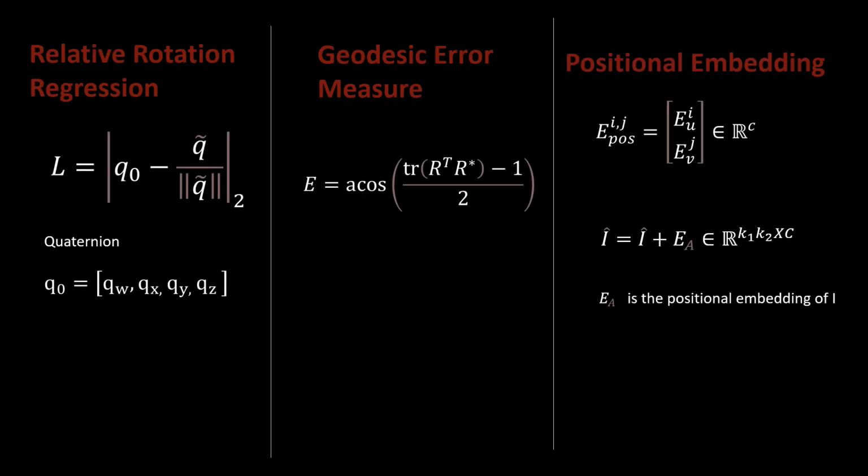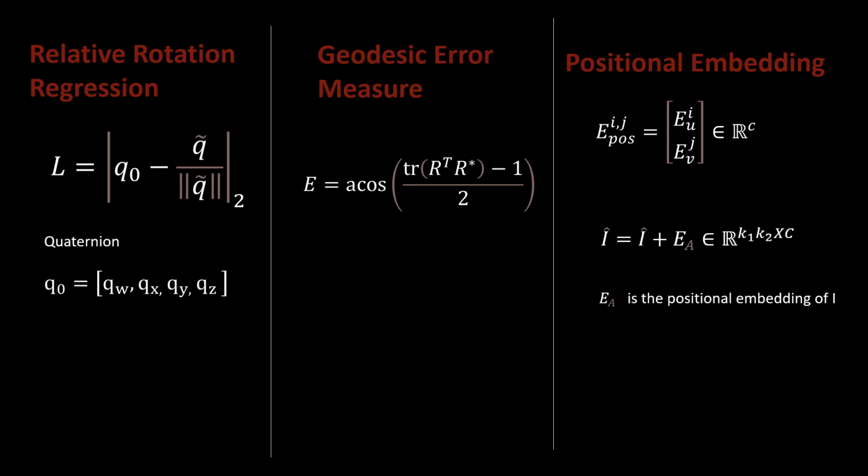The multilayer perceptron regressor computes the quaternion output denoted as Q tilde. The training loss is formulated as a relative regression loss. To evaluate our method, we use a metric of geodesic error measures.